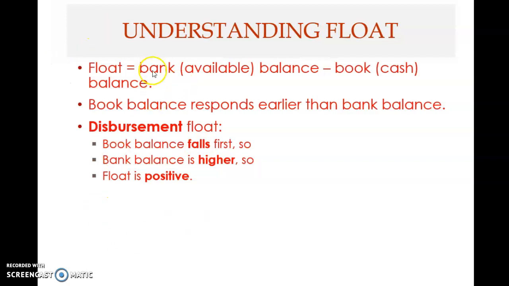Remember, the float is always the bank balance or the available balance minus the book balance, not the other way around. Therefore this is positive because the bank balance is higher than the book balance, in the case of the disbursement float. The amount paid, what does this mean? Disbursement float is the amount paid but still available. You have already made the payment, but the cash is still available in the bank for you to use.